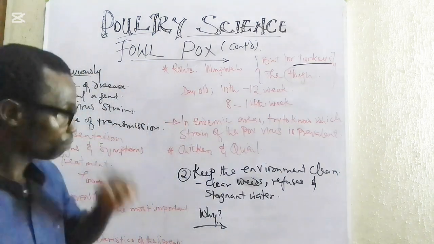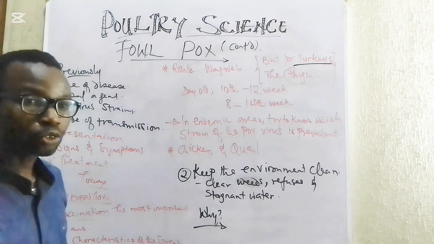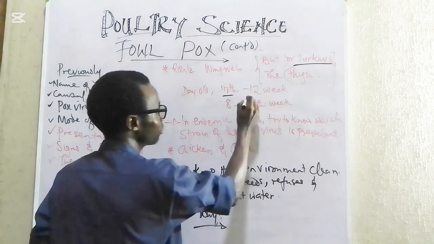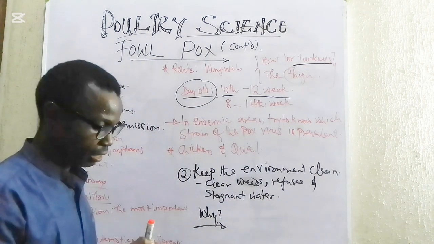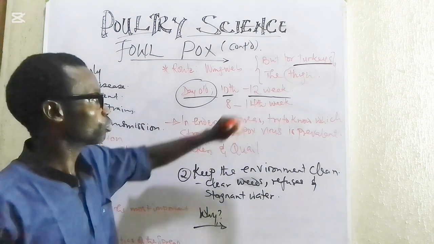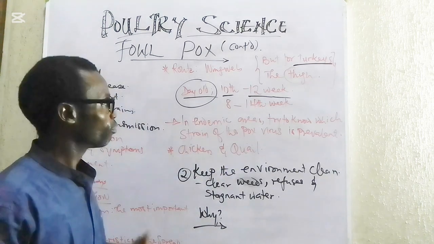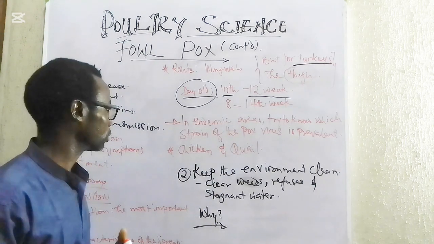Now, when you want to vaccinate an adult, at the 10th to 11th week, you give a vaccine against fowlpox, and also between the 10th and 12th week. For turkeys, you do that between the 8th and 14th week, when they're about adult age.